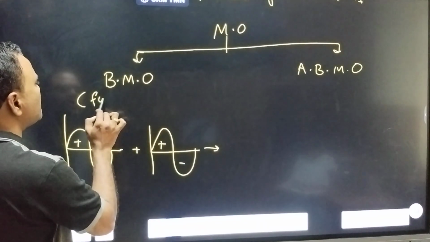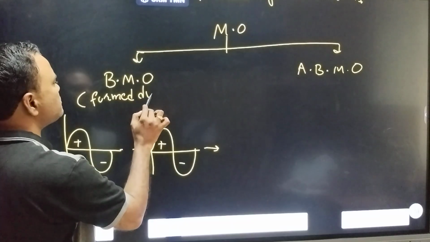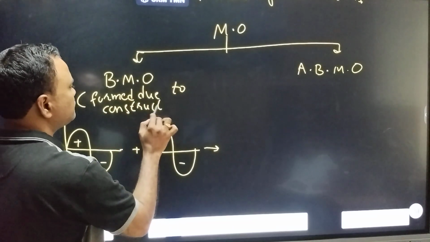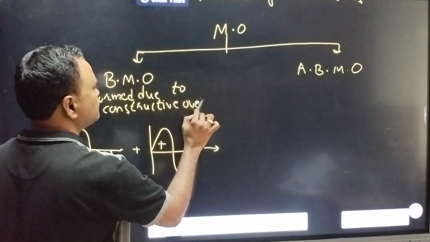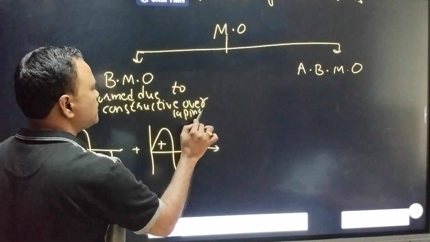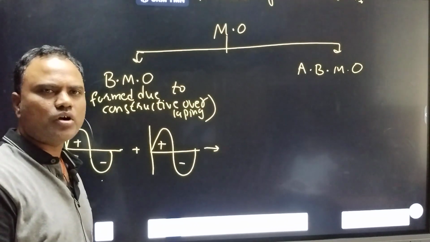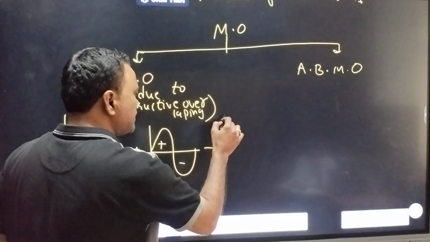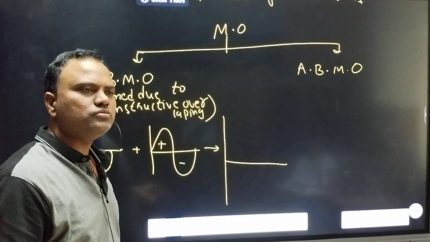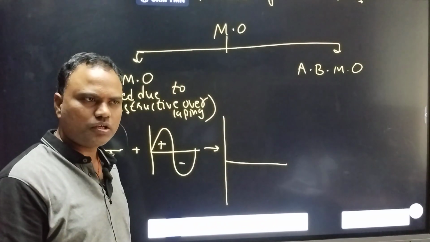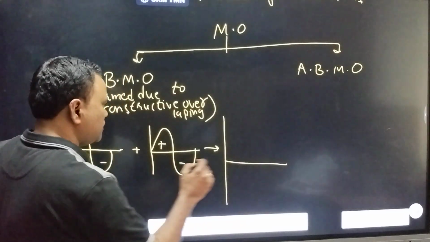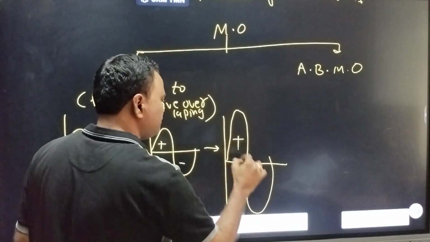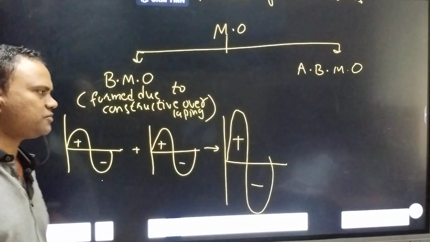Sometimes theory questions will come: the bonding molecular orbital is formed due to constructive overlapping. Constructive means positive, positive will match together. See, plus 2 and plus 2, what is the value? Plus 4. The value is increasing, the height of the wave is increasing, because both are added.